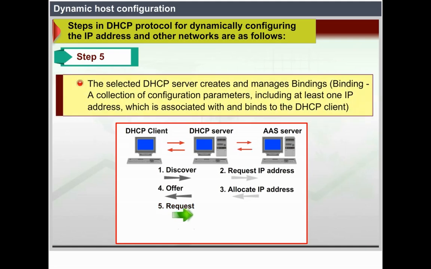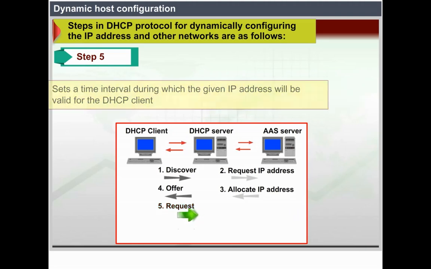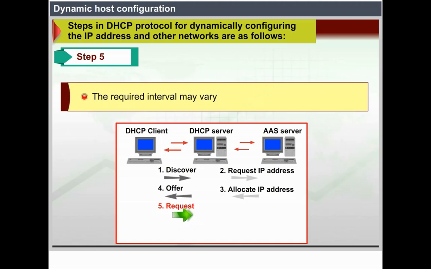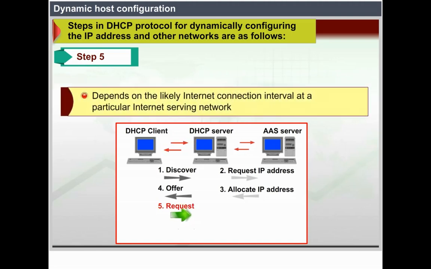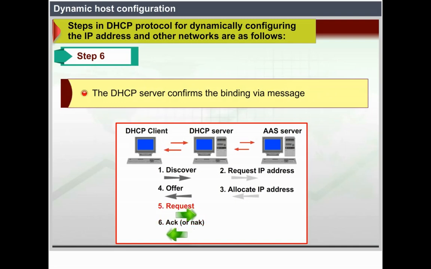Step 5. The selected DHCP server creates and manages bindings, a binding being a collection of configuration parameters including at least one IP address which is associated with and bound to the DHCP client. It sets a time interval during which the offered IP address will be valid for the DHCP client. The required interval can vary. It depends on the likely internet connection interval at a particular internet serving network. Step 6. The DHCP server confirms the binding through a message.